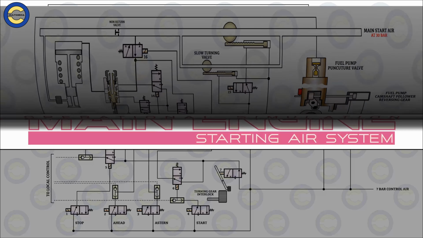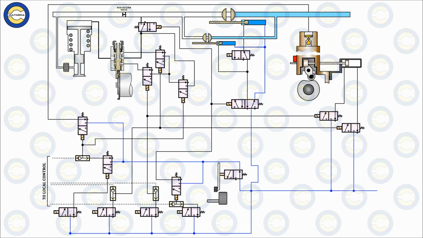So let us start. As we can see, the diagram would traditionally consist of DCVs that indicate the stop, start, ahead and astern operations, also the radial distributor and the air starting valve itself. In addition to it, there would be the slow turning valve and the main line which consists of the 30 bar main air used for the starting of the engine.